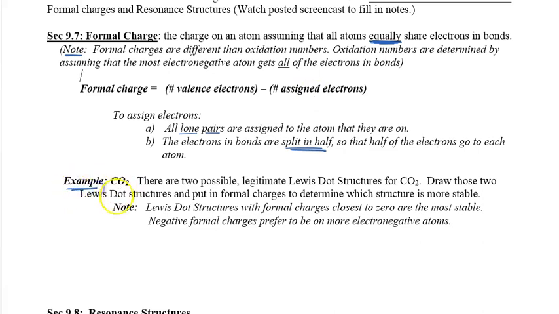So let's do this example with CO2. It tells you there are two possible legitimate Lewis dot structures for CO2, so we're going to draw those two. You've probably drawn CO2 before. If you draw the Lewis dot, you should get one that looks like that, the one with two double bonds. There is another structure where you put a single bond to one of the oxygens and then a triple bond to the other oxygen.